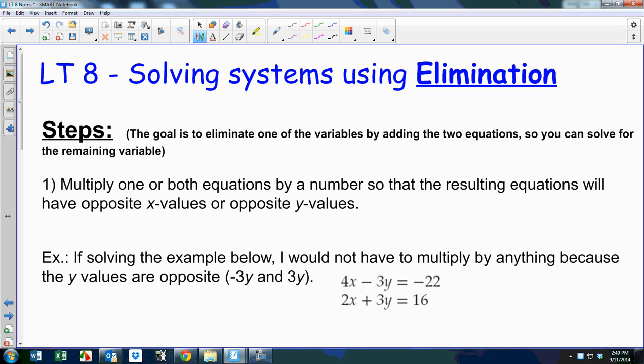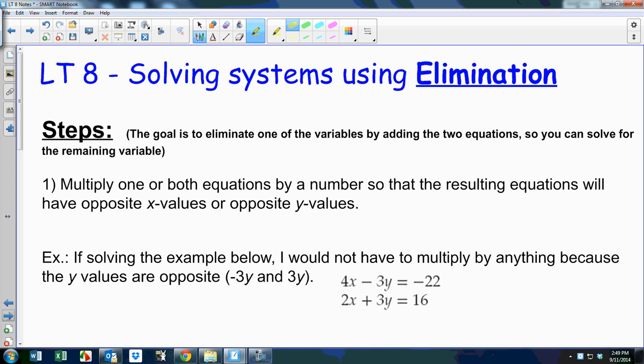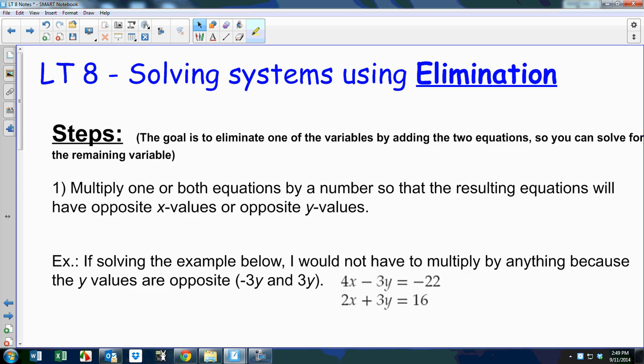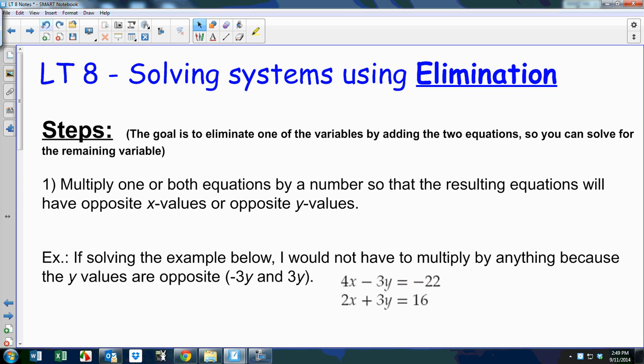In elimination, the goal is different than it is in substitution. In substitution, I'll remind you, the goal was to substitute one equation into the other one, leaving you with only one variable to solve. The goal with Learning Target 8 elimination is to eliminate one of the two variables by adding the two equations so that you then can solve for the variable that's left. So again, you're still trying to make it so there's only one variable remaining in the problem to solve for.